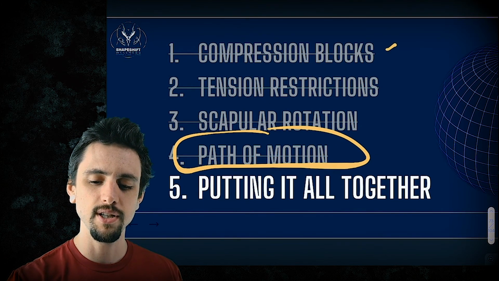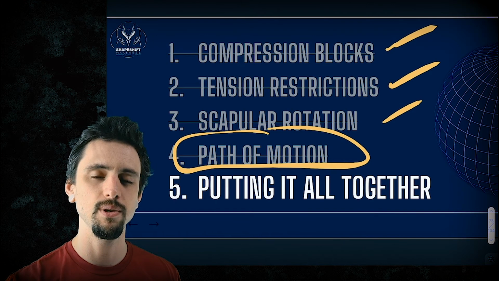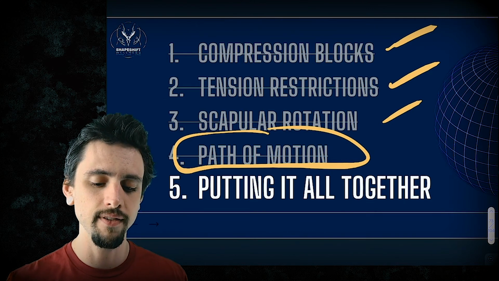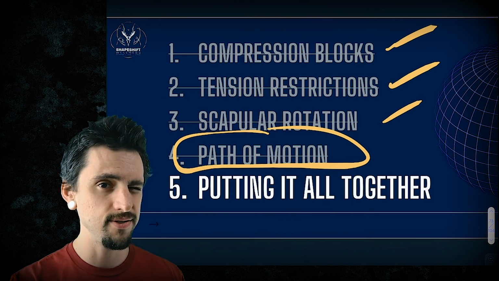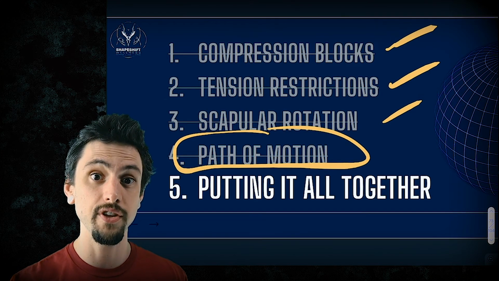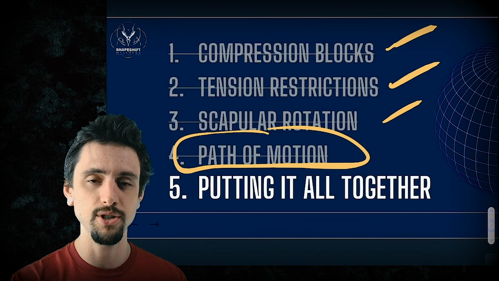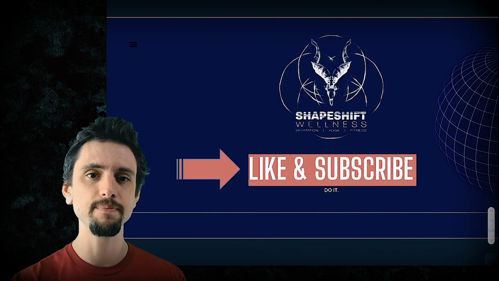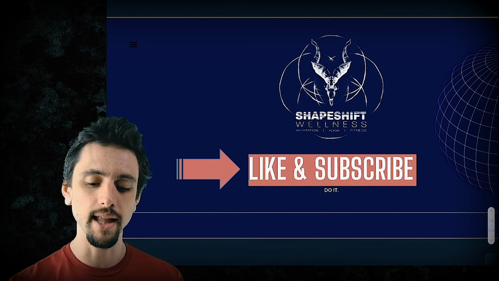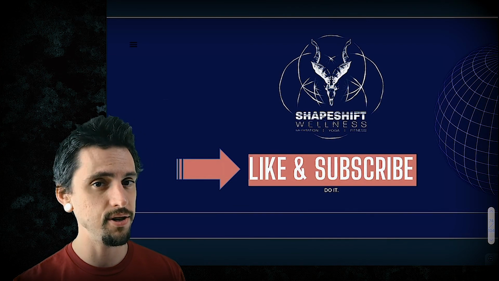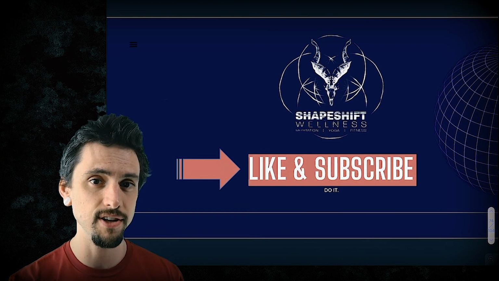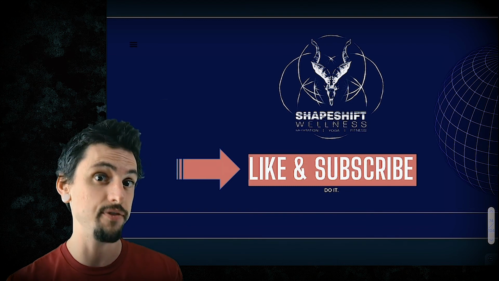So in today's video, we talked about the path of motion, flexion versus abduction versus scaption when you're trying to reach over your head, and how that plays in potentially to impingement and your freedom of motion when you're overhead. In previous videos, we talked about compression, we talked about tension, we talked about the scapula itself. And in our final video, which is our next video, we're going to talk about putting it all together. How do we make sense of all this information without being dogmatic?